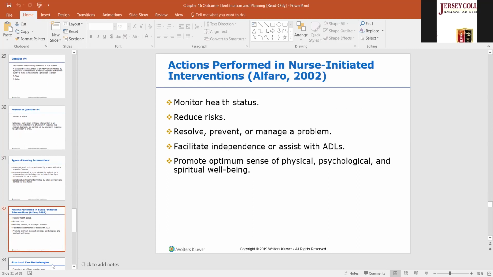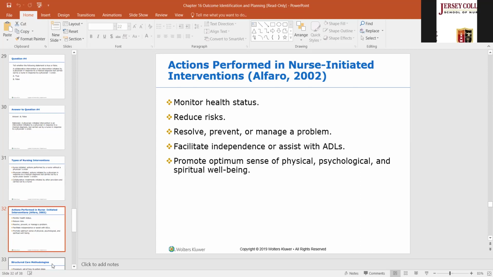Monitor the health status, reduce the risk, resolve, prevent, or manage a problem, facilitate independence or assist with ADLs, promote optimum sense of physical, psychological, and spiritual well-being. All things that we expect to happen when we initiate a nursing intervention. So we maybe initiate monitoring vital signs, or we're monitoring for some change in the status.